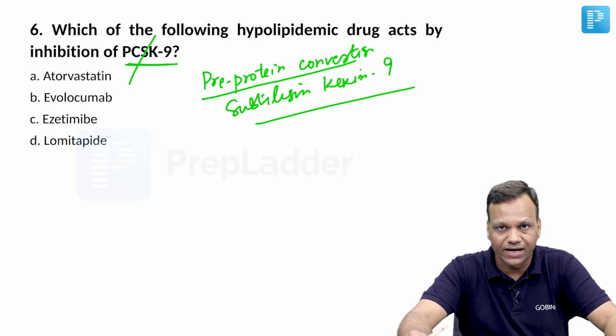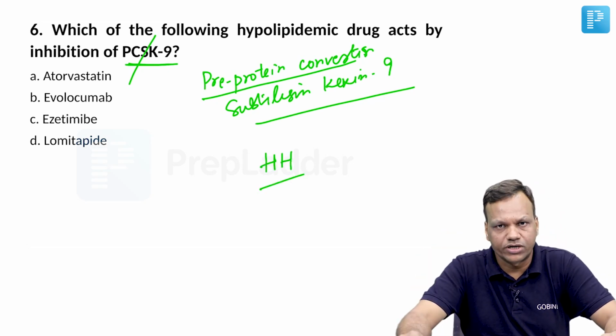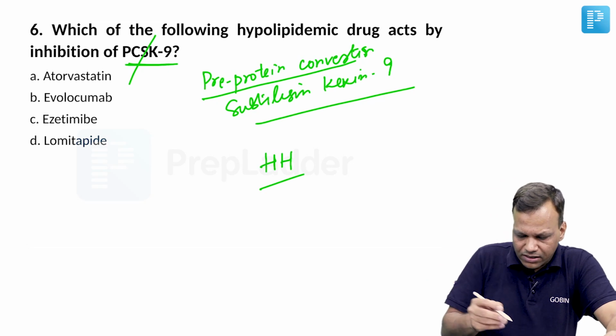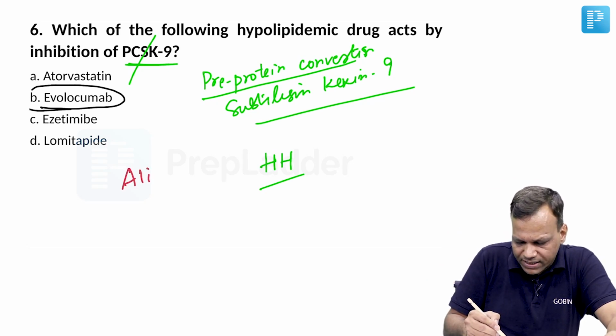So we can use the drug as hypolipidemic drug. It is used for homozygous familial hypercholesterolemia, and the drugs are evolocumab and alirocumab. Two drugs are there, and you can remember the names.